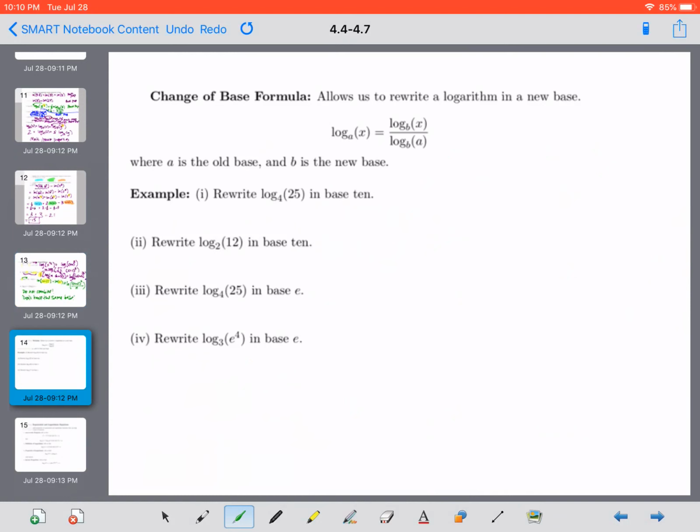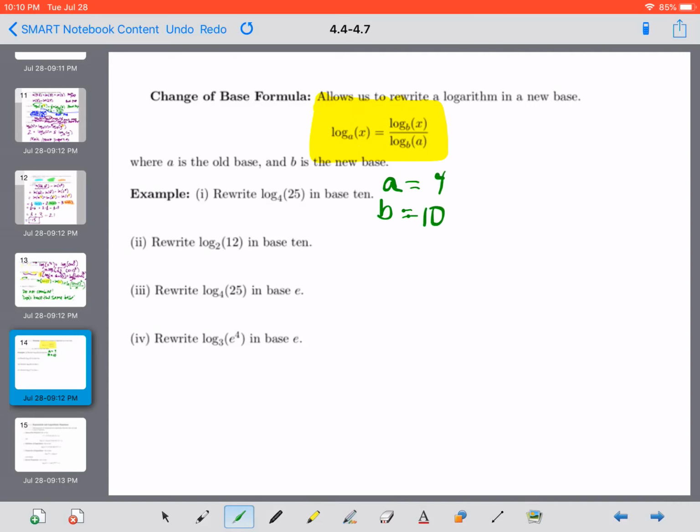If we wanted to rewrite log base a of x in base b, you use this formula right here. So log base a of x is going to be equal to log base b of x divided by log base b of a. So this is what I'm going to do. For each one of these problems, I'm going to write what's my old base, that's your a. So my old base is 4. That's the base that I originally have my log expressed in. b is my new base. They're telling me that I want that in base 10.